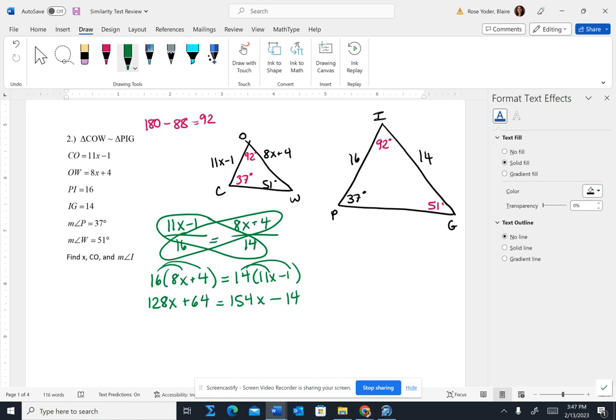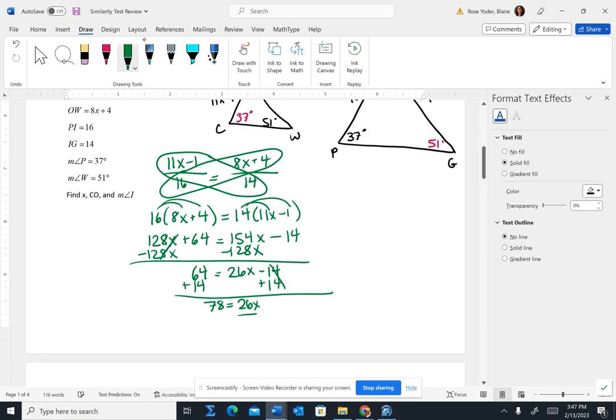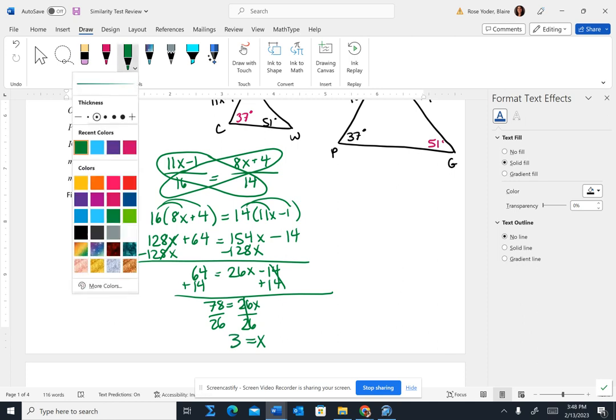Now we just solve the equation, so I'm going to start with the smaller x's, 128. Take away 128x on both sides. I'm left with 64 equals. Let's use our calculator to see what 154 minus 128 is. It's 26, so 26x minus 14. Quick plus 14 on both sides, and we get 26x equals 78. So all we have to do is divide by 26. 78 divided by 26 is 3. So x equals 3. So we are well on our way.